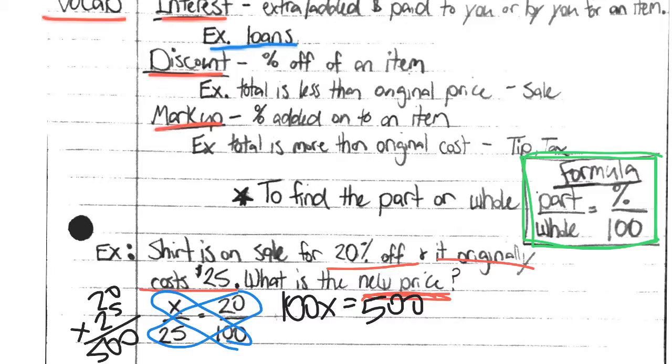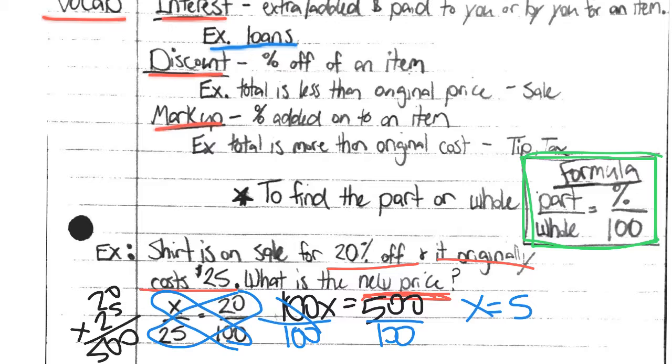Now we solve for x. Right now it says 100 times x, which means we have to divide by 100 on both sides. 500 divided by 100 equals 5. So x equals 5. Now be really careful. This is not your final answer, because they want to know what the new price of that shirt is.